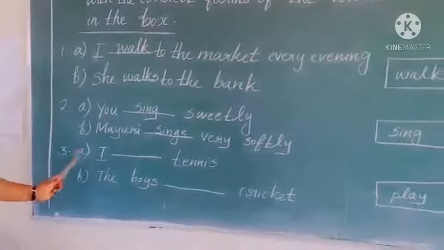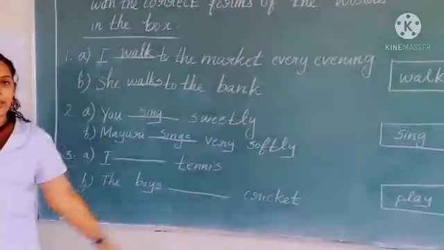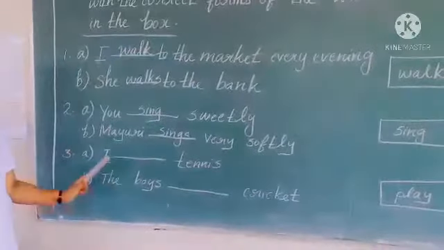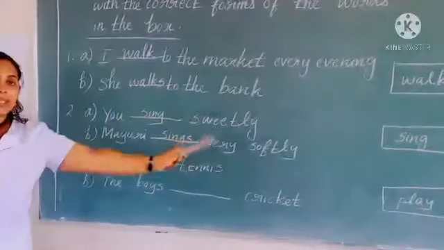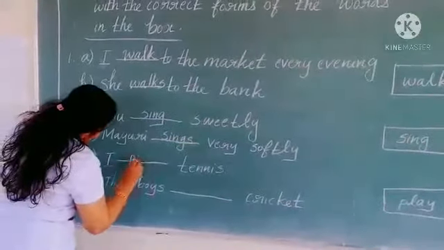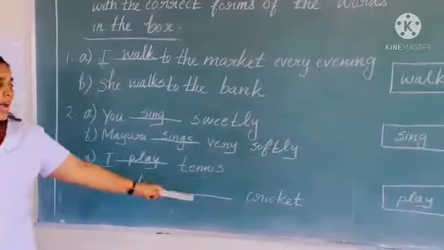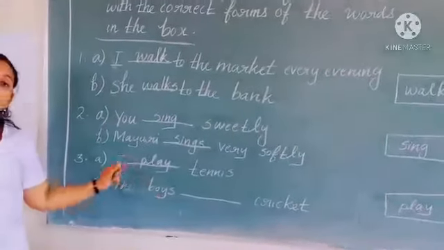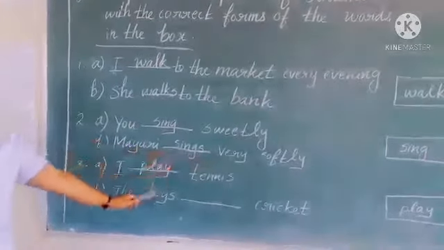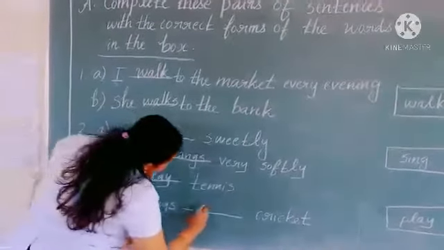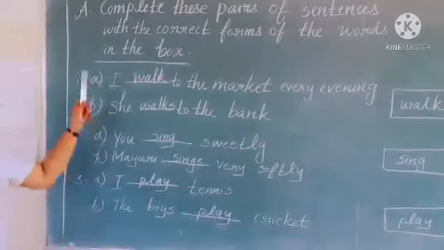Third set of sentences, A, I dash tennis. B, the boys dash cricket. The given word is play. Here which is a noun? Yes, I is the noun. With I, we can use only the verb. So we can write here play. I play tennis. B, the boys dash cricket. The noun is boys, more than one. So that is plural. So we do not add s with the verb. We can write only the verb, that is play. The boys play cricket.